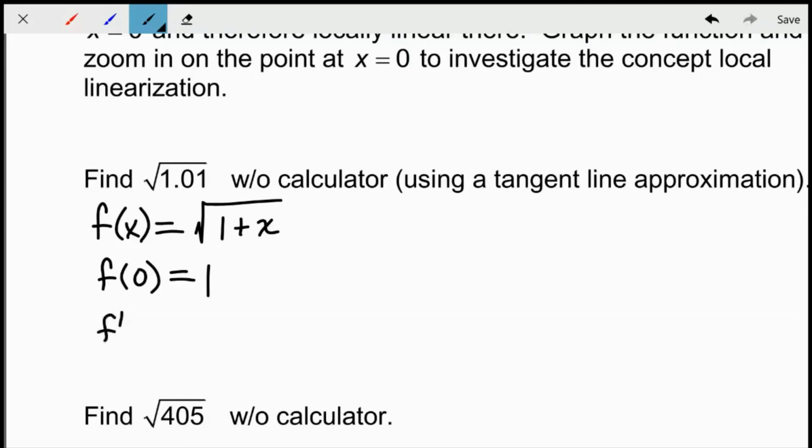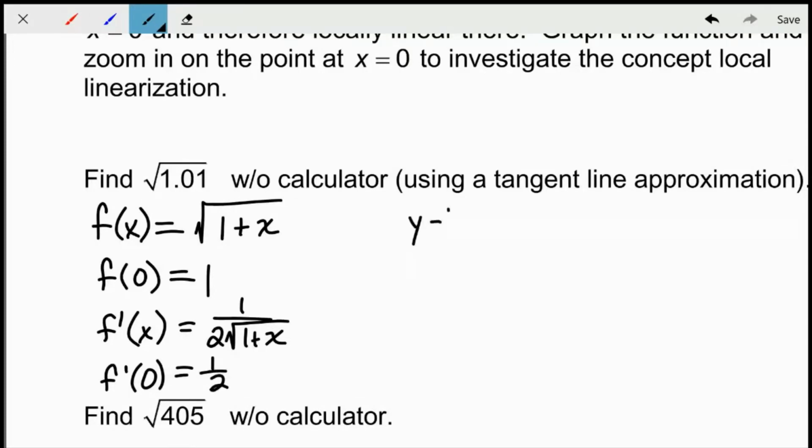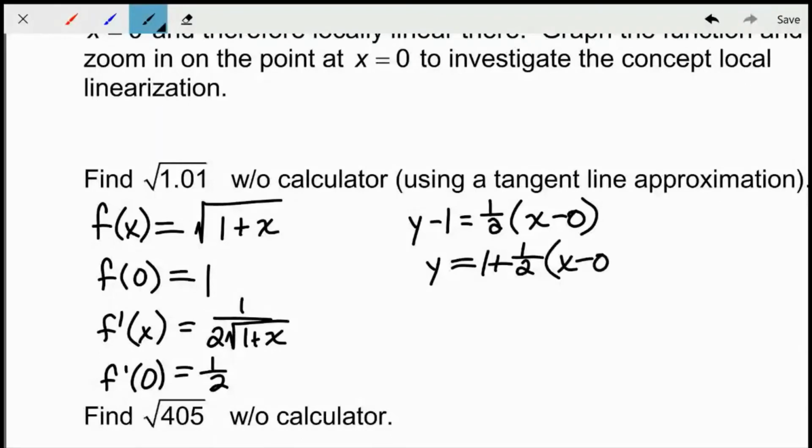Now, if I get my derivative here, I'm going to get 1 over 2 times the square root of 1 plus x. And if I evaluate that derivative at 0, I'm going to get a slope of 1/2. Okay, so now if I want to do my linearization, remember it's just the equation of the tangent line. y minus 1 is equal to my slope times x minus 0. And the last part of this then, I just move the 1 over to the other side. So y is equal to 1 plus 1/2 times x minus 0. And for our linearization then, what we're saying is that the square root of 1 plus x can be approximated by 1 plus 1/2 times x minus 0.